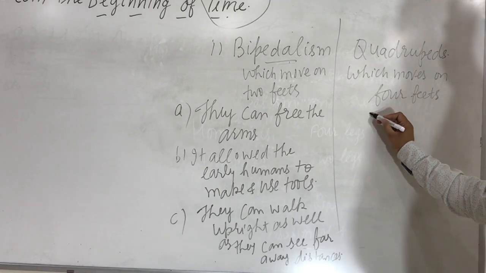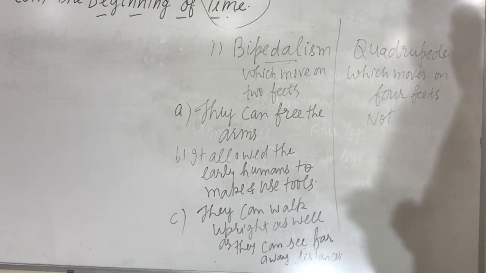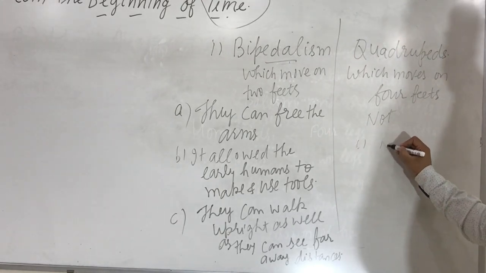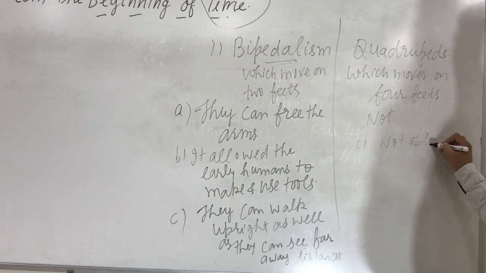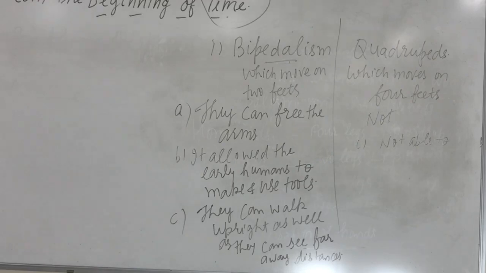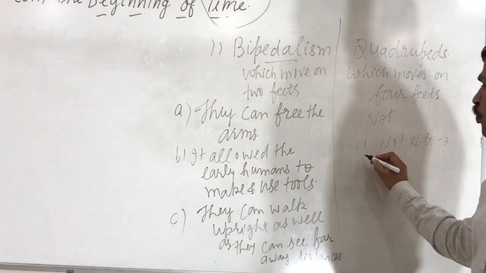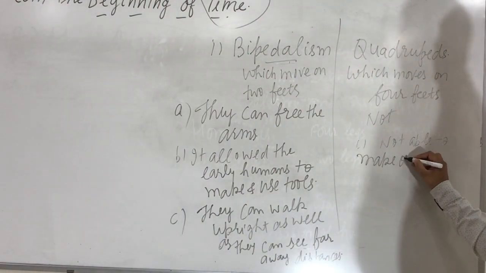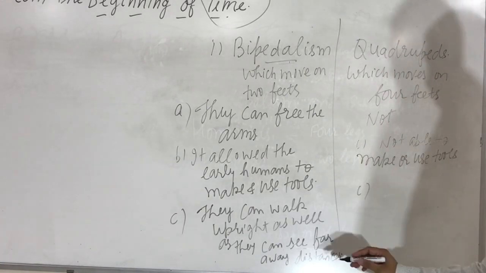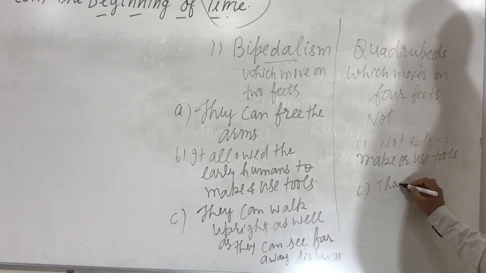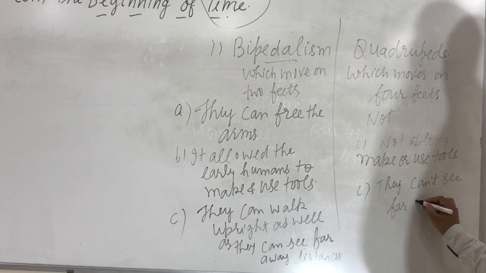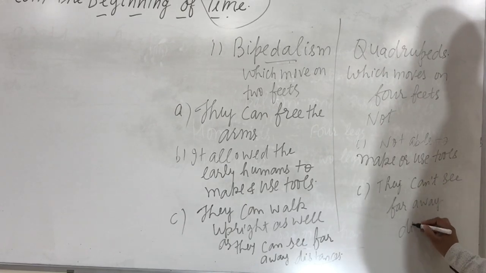Here, with quadrupeds, they can't free their arms. Second, they are not able to make or use tools. These were the things that were found. And they can't see far away distances.